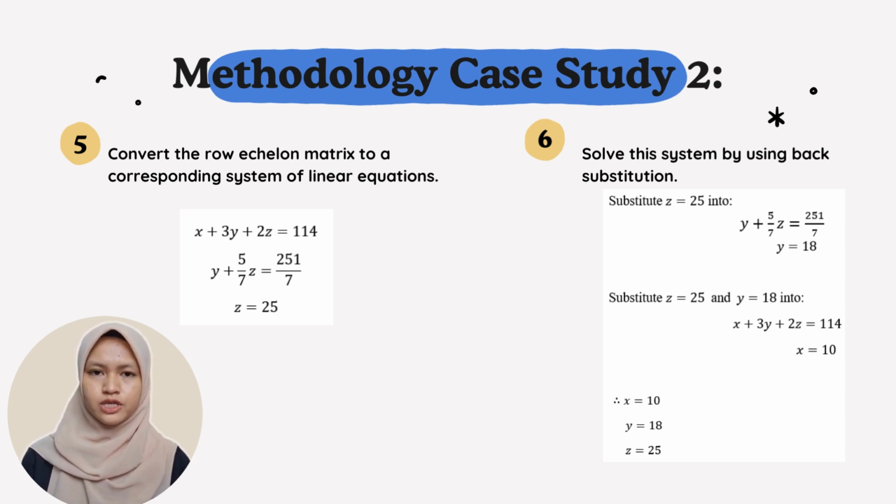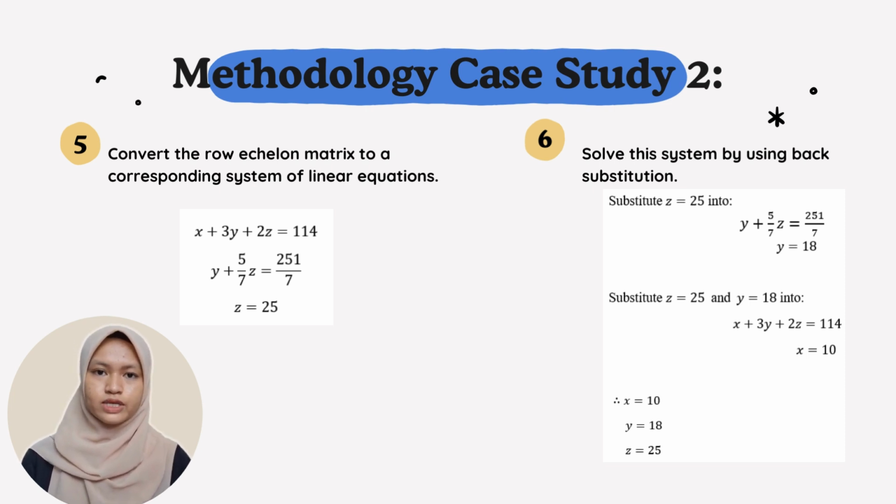And equation number 3, z equals 25. And then we solve this system by using back substitution as our last step. First, we substitute z equals 25 into equation y plus 5 over 7 z equals 251 over 7, and then we will get y equals 18.